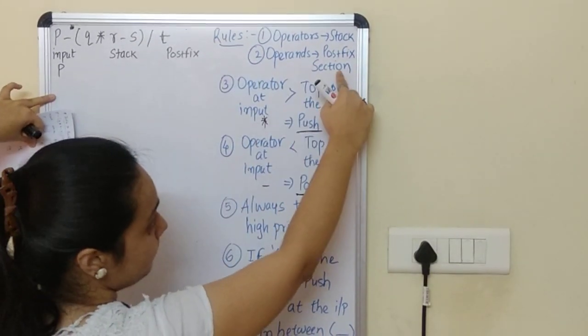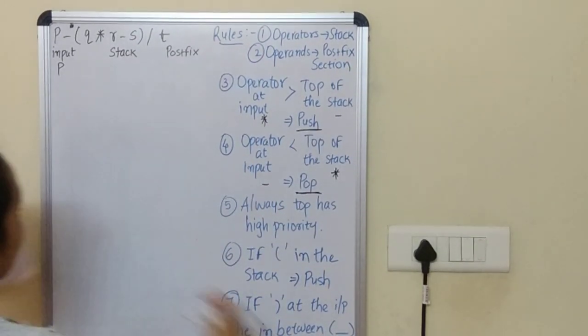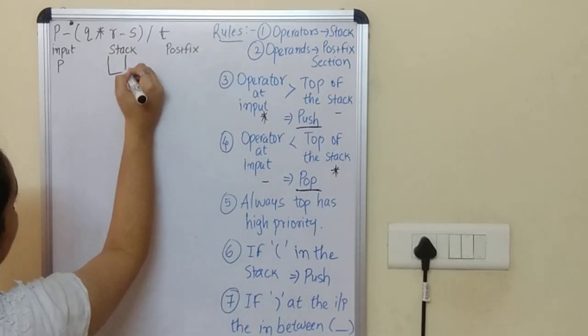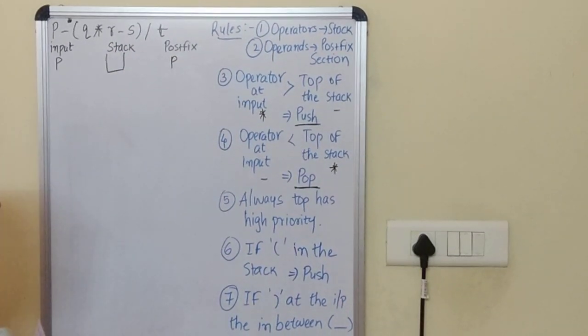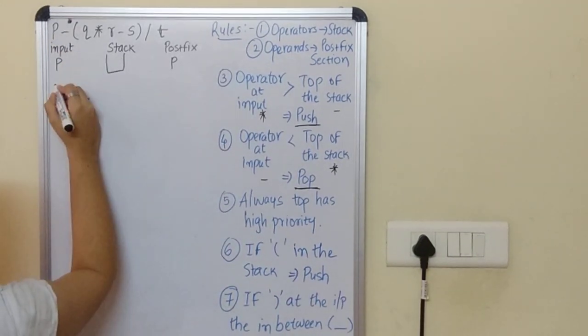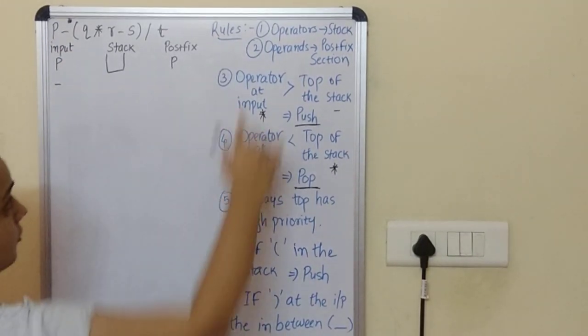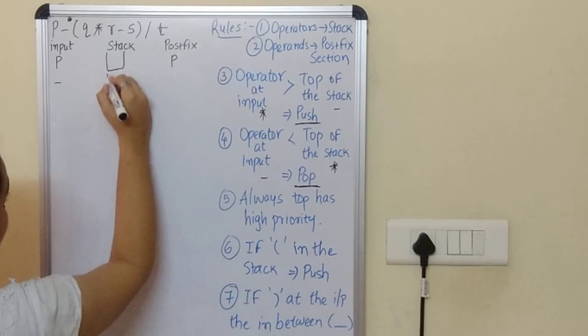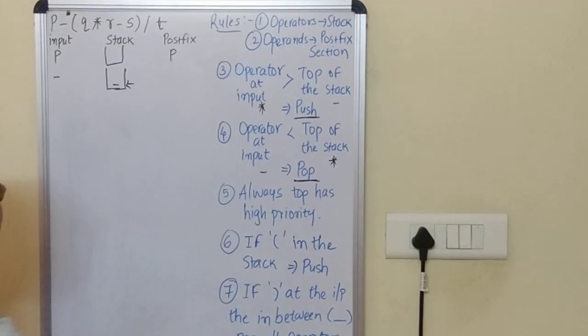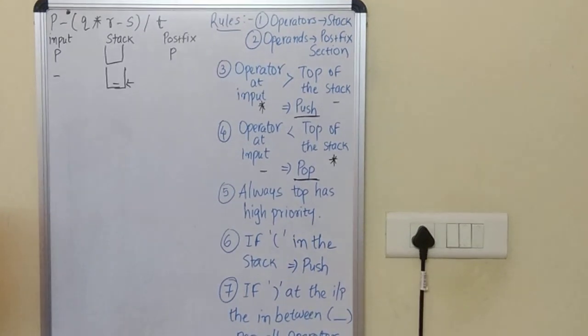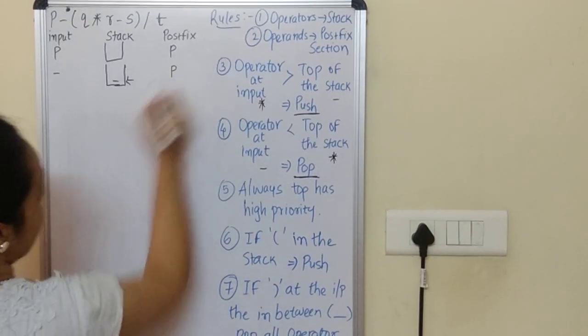So operands will be put into the postfix section. Okay, so your stack will be empty, and the postfix P will become this. Fine. Okay. Then after that, minus. So it is my operator. So operators are there in the stack. So I will put this minus into the stack, and here the top element is empty. This P will remain.